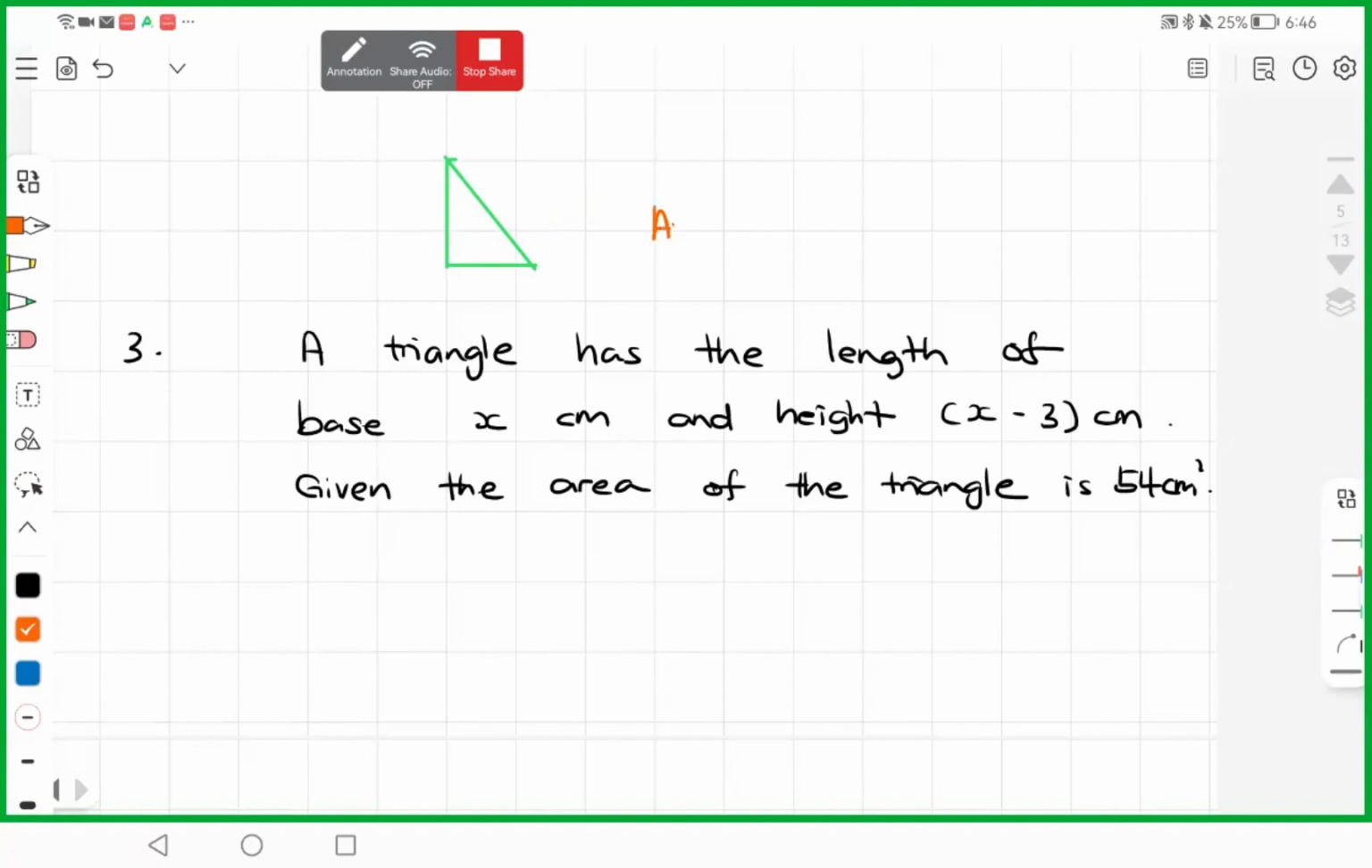So area is 1/2 times base times height. Yes, okay, good. We call it base, yeah? Base, here.